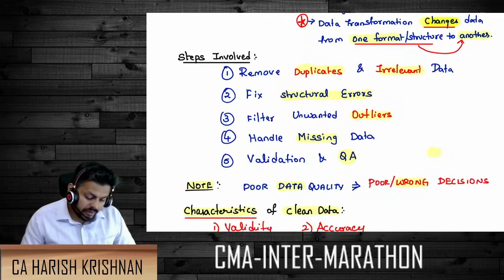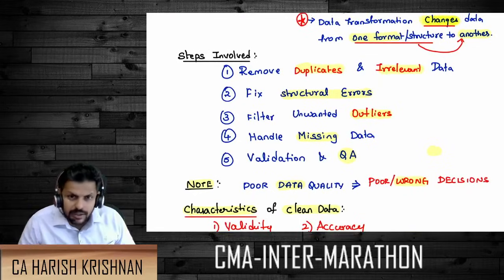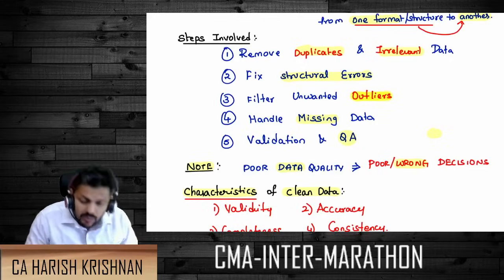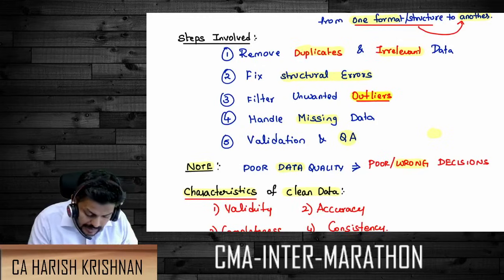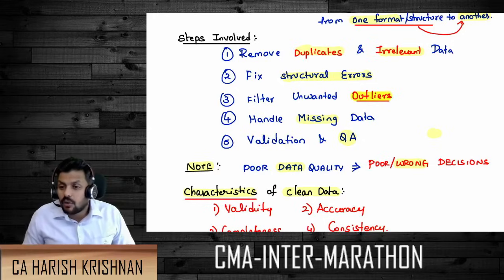Now, the steps involved in data cleansing: it removes duplicates and irrelevant data, fixes structural errors, and filters the unwanted outliers. Now I hope you all remember the word outliers. Something that is normal in the set is okay, but something that doesn't follow the normal pattern and is out of the pattern is called an outlier.